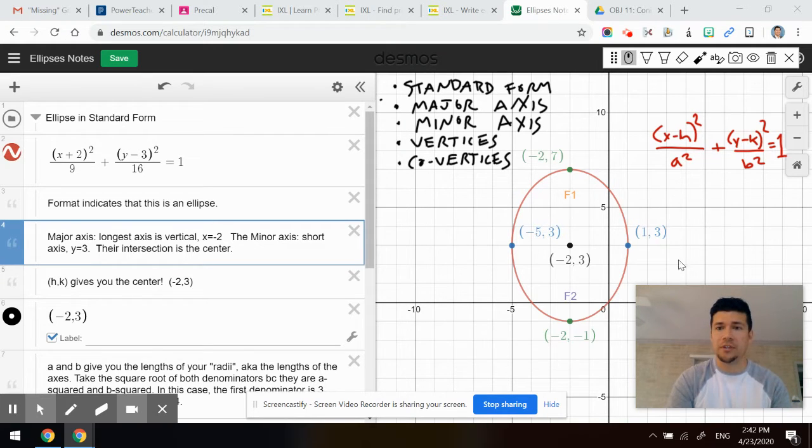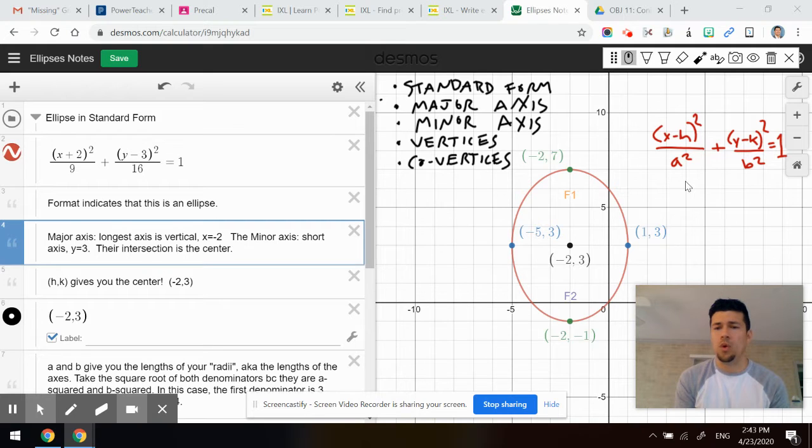So standard form for an ellipse, I've written it right here in red, so you can take a second to copy it down. It's x minus h quantity squared divided by a squared plus y minus k quantity squared divided by b squared, always equal to 1. All right. Different textbooks will show you differently, but basically with a squared and b squared, I don't want you to worry too much about that. We're going to use that in the next video, and we'll talk about it a little bit more.